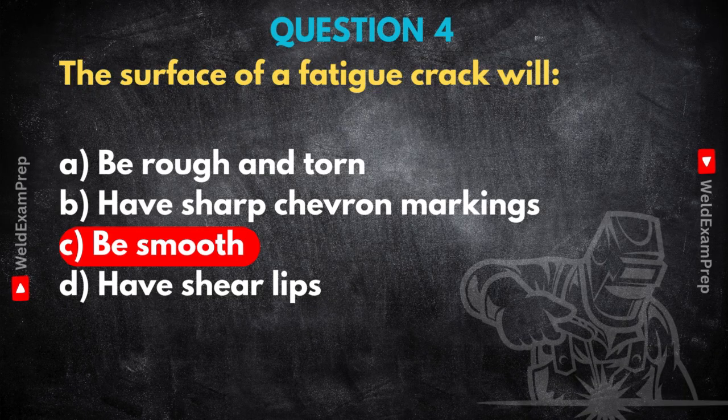Shear lips also suggest ductility, but that smooth, possibly beach-marked surface, that screams fatigue. It really is like reading the material's history, a vital skill for an inspector investigating a failure. Absolutely. The fracture face holds the clues.